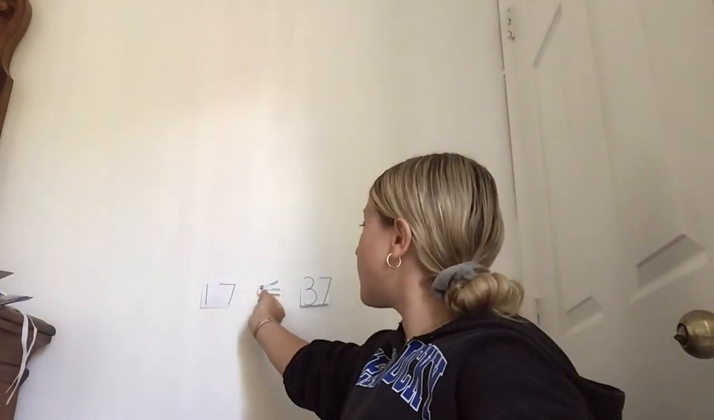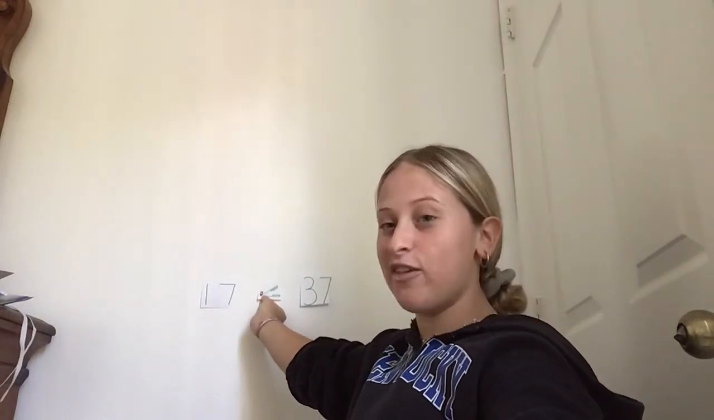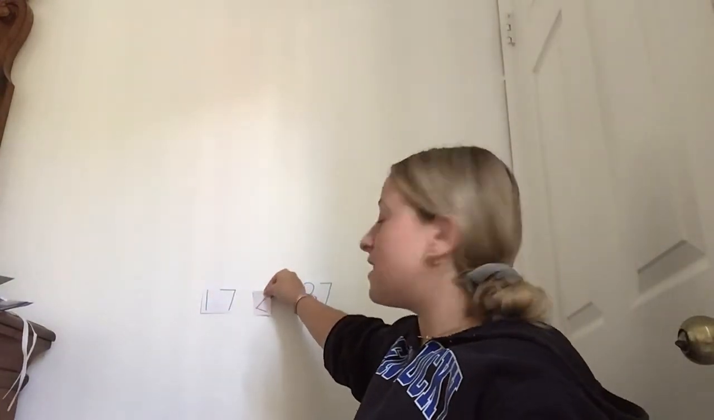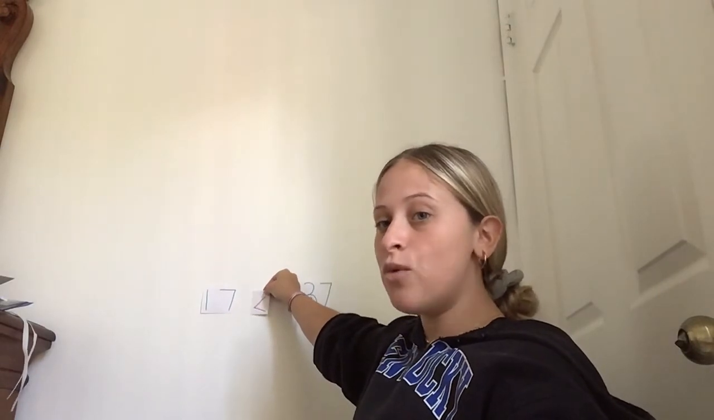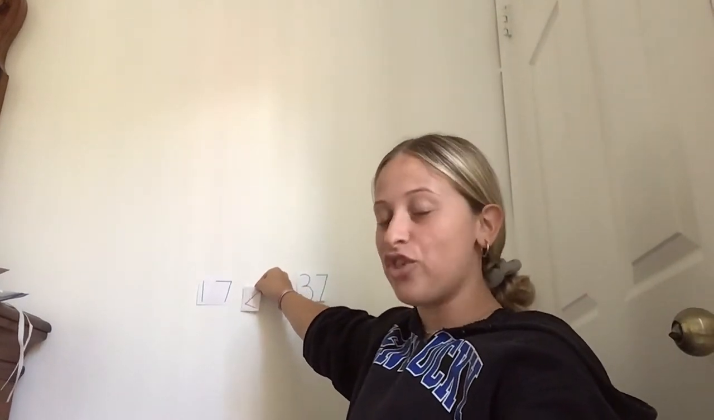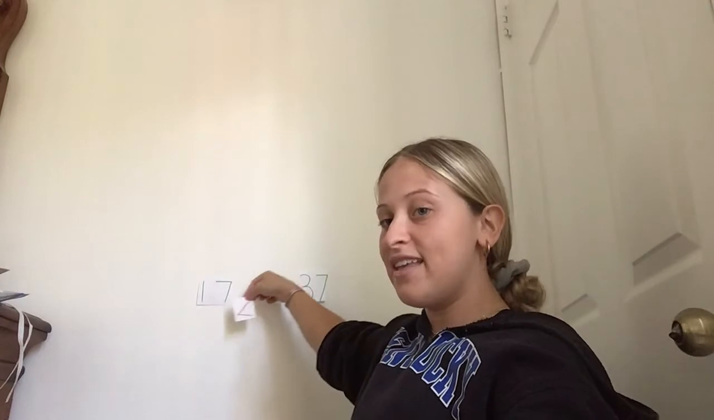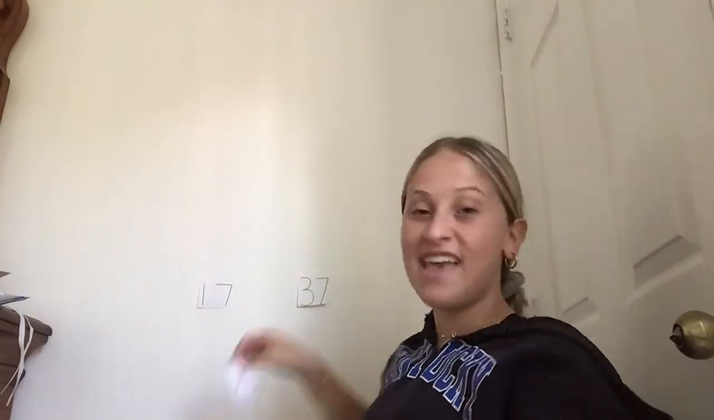So now we take our good friend the alligator and we know that he wants to eat the bigger value, correct? Since 37 is the greater value, he is going to sit right like here so he can eat 37. So now we know that this is the symbol that we are going to put in, which is the less than sign. And this reads 17 is less than 37.